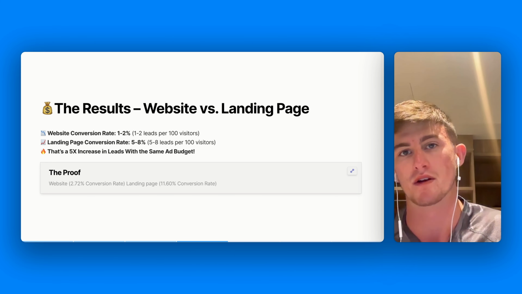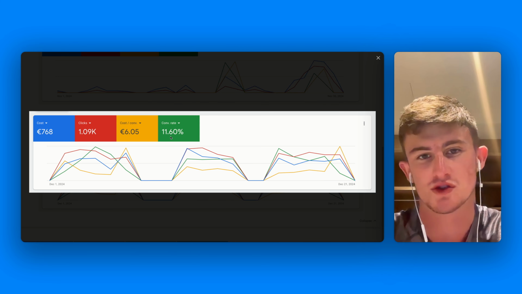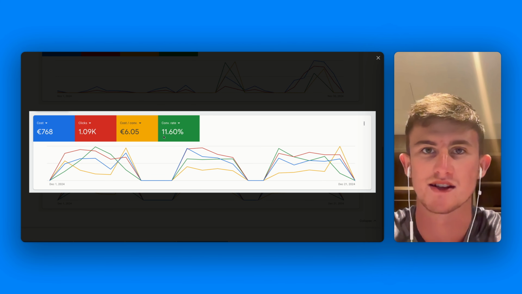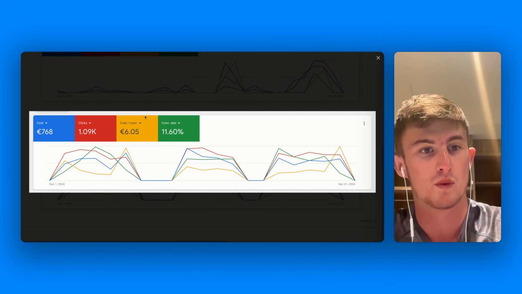When we switched to a landing page for Google Ads, our conversion rate went from 2.72% all the way to just under 12%. So we got an 11.6% conversion rate. So spending nearly the exact same amount, our cost per lead went from €194 all the way down to €6 per lead. If you can picture your business for a second, if you could reduce your cost per lead by nearly 20 times, what impact will it have on your business?